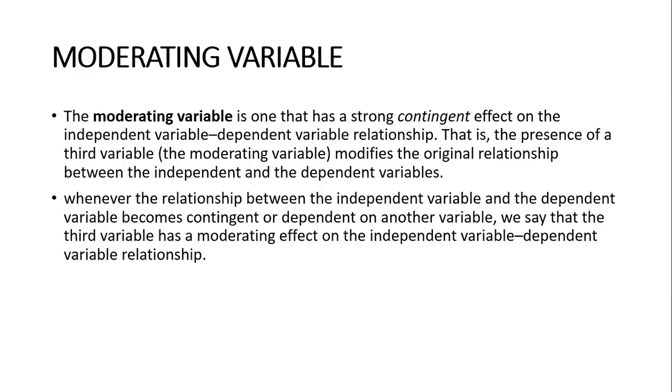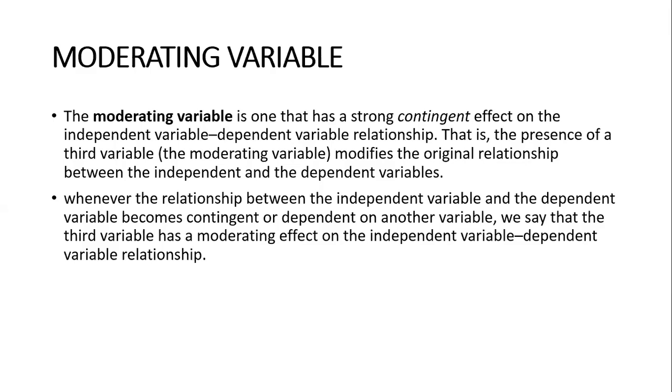So the relationship is affected by the moderating variable. It affects the relationship between the independent and dependent variable. That is the presence of a third variable. The moderating variable modifies or changes the original relationship. This is the main difference: it changes the original relationship.